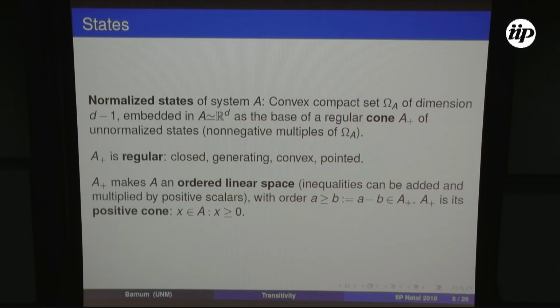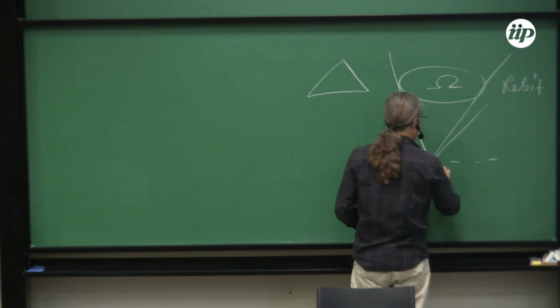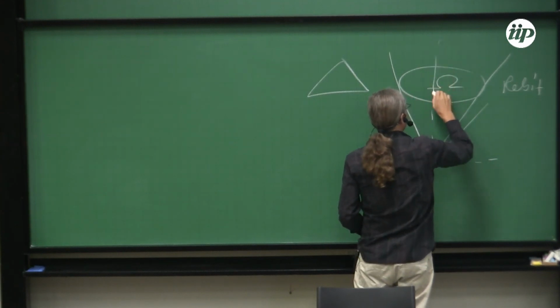Okay, so since this is a cone over a convex compact set, we have a regular cone. It's topologically closed, generates the whole vector space. It's pointed. So here it is for a real qubit, a rebit. It's just a Lorentz cone in 2 space and 1 time dimensions. You can think about it that way. Of course, the dimensions aren't actually space and time.